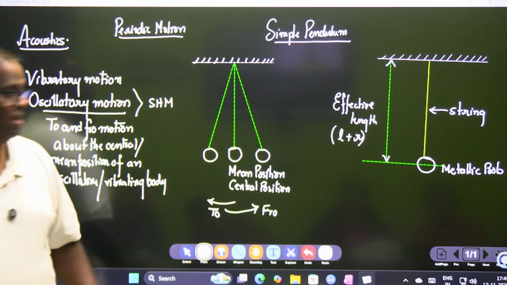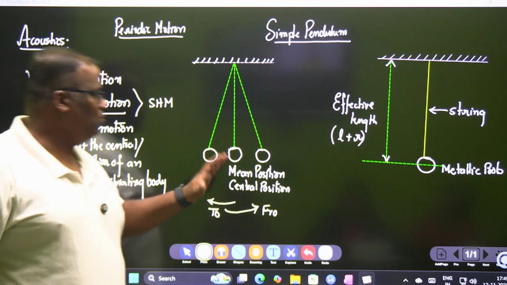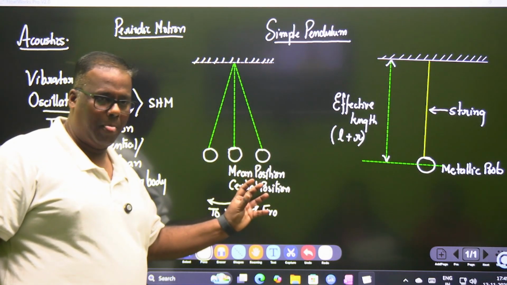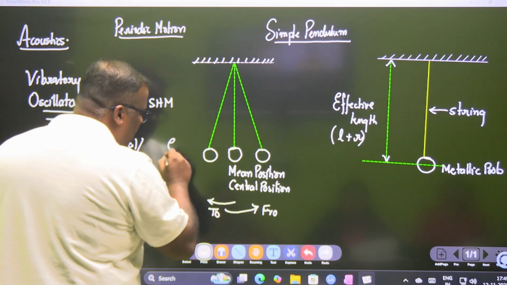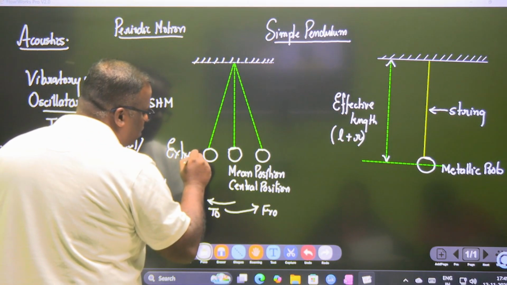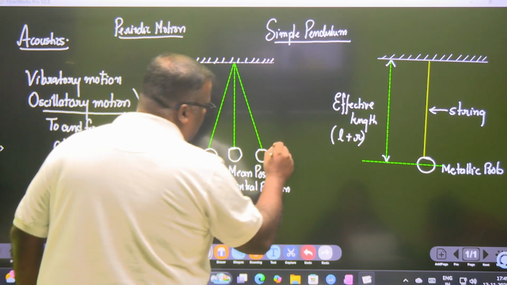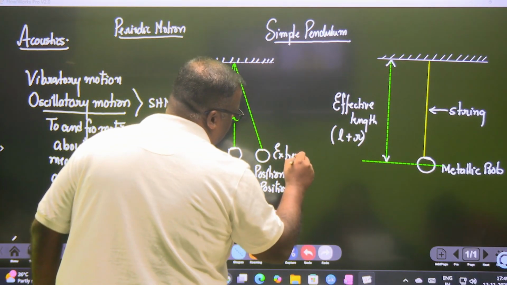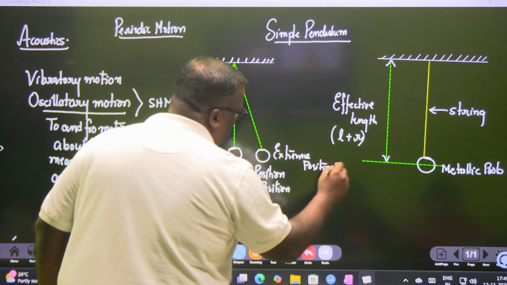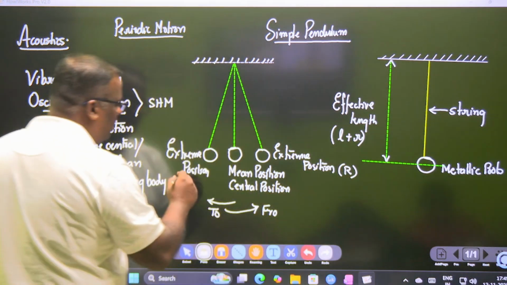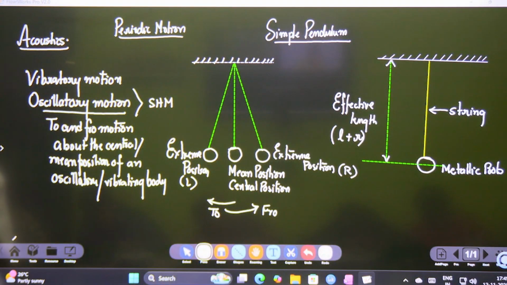Got it? Now in this, let us try to understand some more aspects. Can you now relate what is a mean position? Can you now relate what is to and fro? These positions are known as extreme positions. This is also known as an extreme position. I'll call this the extreme R and I'll call this the extreme L. I hope you've understood. One is the extreme left and one is the extreme right.